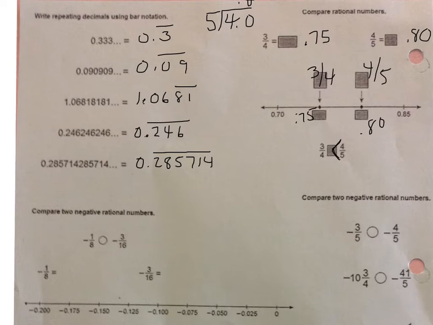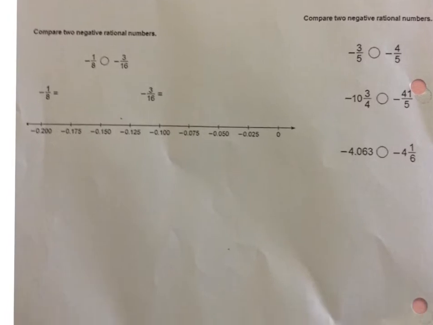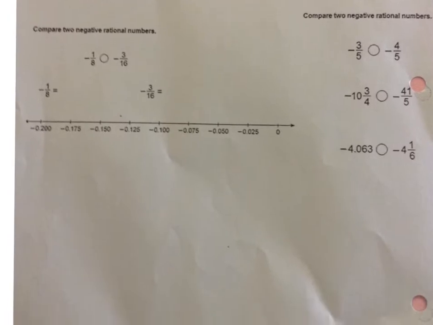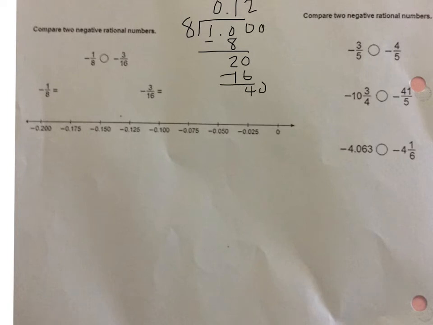Okay, so I'm going to scroll the page up here so we have a little bit more room to work. Now it says compare two negative rational numbers. Now remember, the larger the negative number, the smaller it is. Okay, so we're going to do our long division here, and 8 goes into 20 twice, which is 16. 4 left over. 8 goes into 40. So we're going to get this is equal to 0.125.